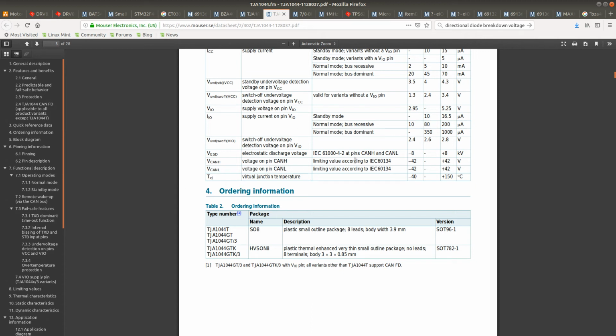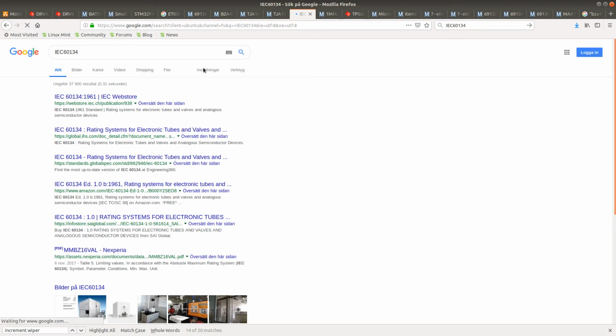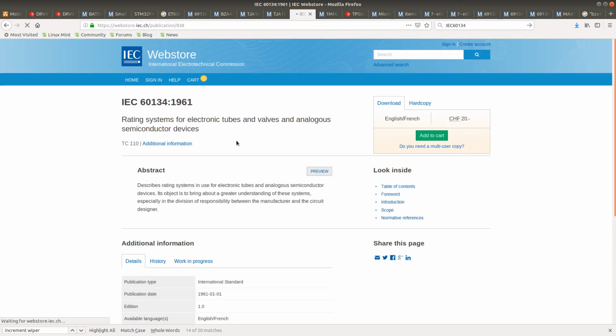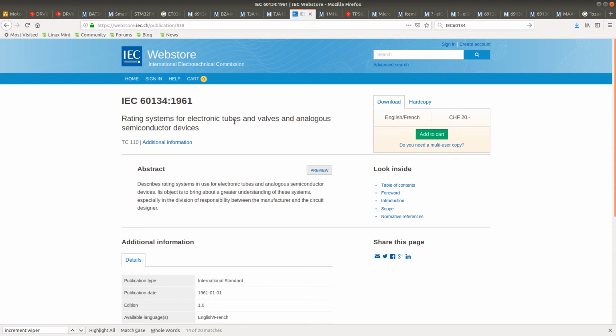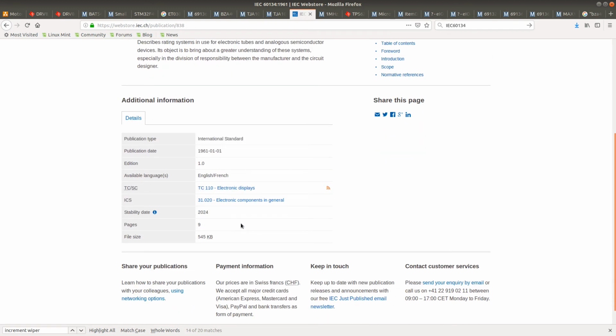This is at least certified according to this standard. What is this standard? Maybe this is like a 12 volt CAN standard, in which case this would be applicable to only 12 volt systems. Radio system, electronic tubes, valves, and only those semiconductor devices. Okay, this is pretty generic. From 1961.